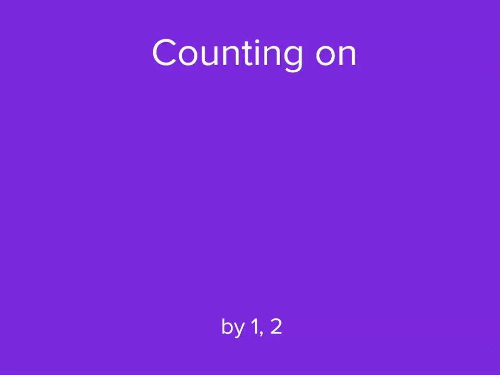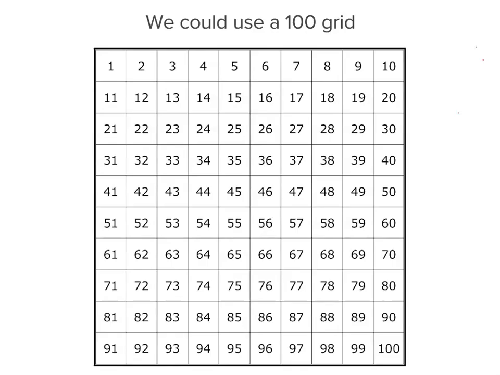Let's do some counting on by 1 and then by 2. If we count on by 1, we use a 100 grid. We've got 1, 2, 3, 4, and we can go all the way up to 10. But what happens after 10? Have a look here. 11, 12. Can you see the pattern?